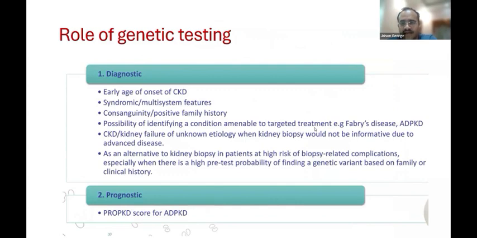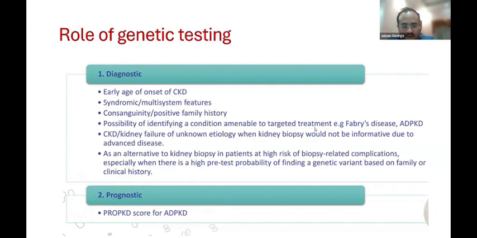It should be done in young CKD cases, and those with multi-system or extrarenal involvement. It should be done if there is a history of consanguinity in the family, in conditions amenable to targeted treatment like Fabry's, where you need to supplement an enzyme, or ADPKD, where you can slow disease progression using tolvaptan, and also in a case where you can plan family planning. It can also be done as an alternative to kidney biopsy in patients at high risk of biopsy-related complications, or when there is a high pretest probability of finding a genetic variant based on family or clinical history.